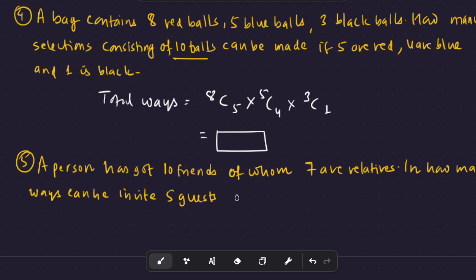such that three of them are relatives. A person has got 10 friends, of whom 7 are relatives. In how many ways can he invite 5 guests so that 3 of them are relatives?